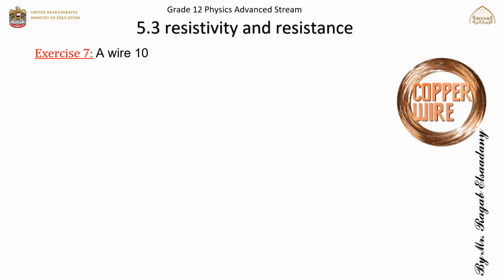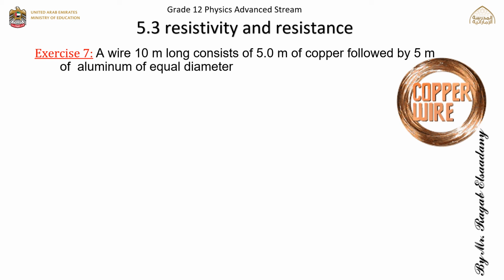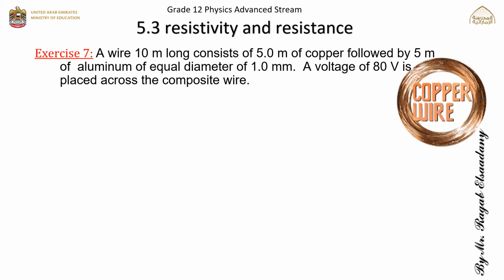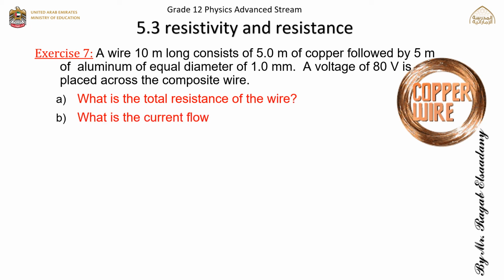Exercise number 7. A wire 10 meter long consists of 5 meter of copper followed by 5 meter of aluminum of equal diameter of 1 millimeter. A voltage of 80 volts is placed across the composite wire. Firstly, what is the total resistance of the wire? Second, what is the current flow through the wire?